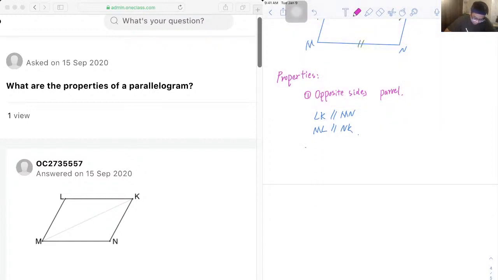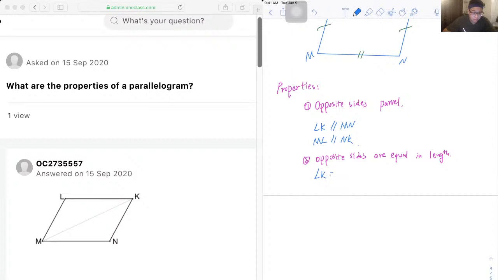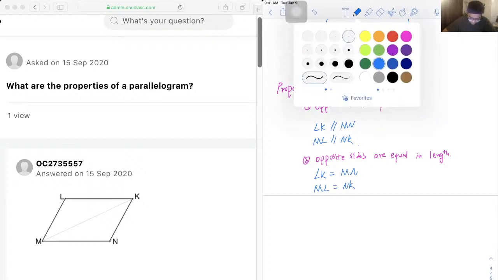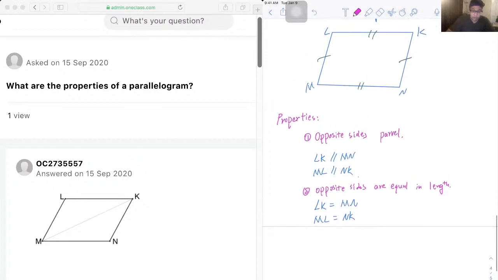Coming up, the second one, we have opposite sides are equal in length, which simply means LK is equal to MN, ML is equal to NK. So not only are they parallel, they're also equal in length.